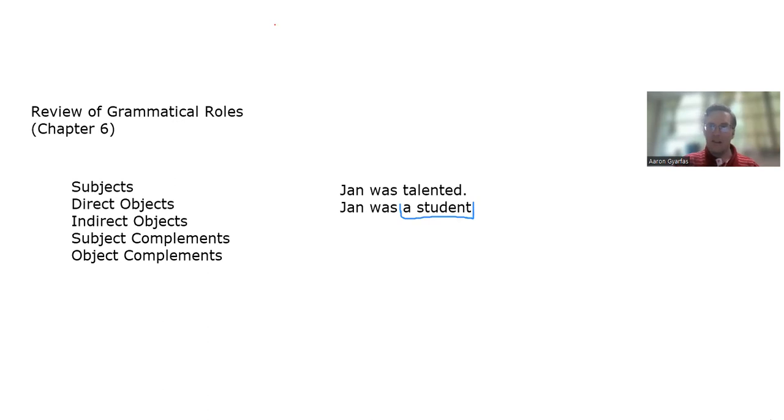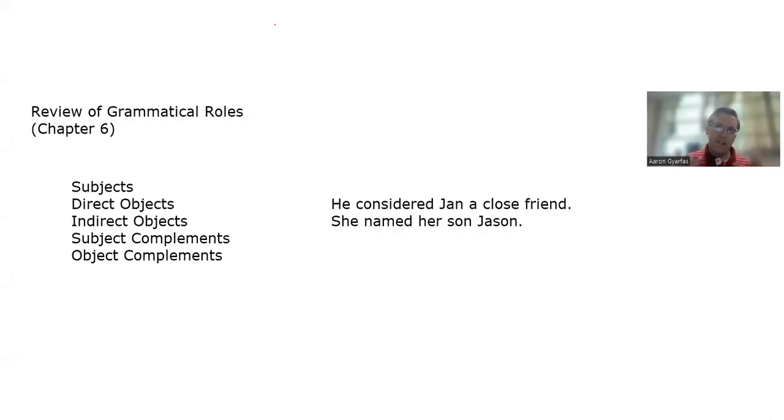Now let's look at the object complement. We're back to ditransitive verbs, where we have two things going on. After that verb, there are two noun phrases. But here we don't have the same relationship as a direct object and indirect object. We've got a different kind of relationship. So what's the relationship here?